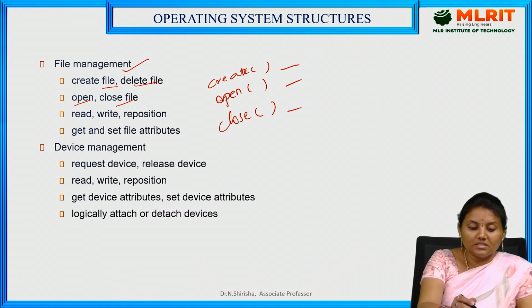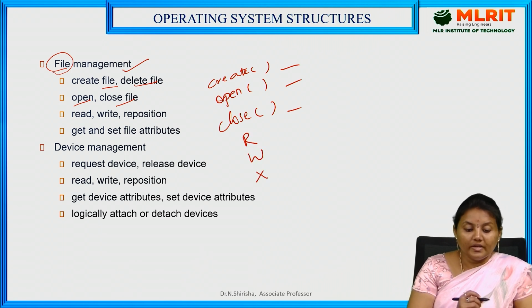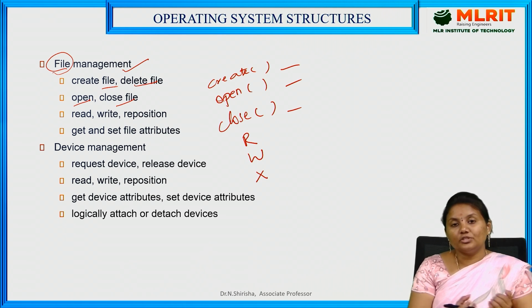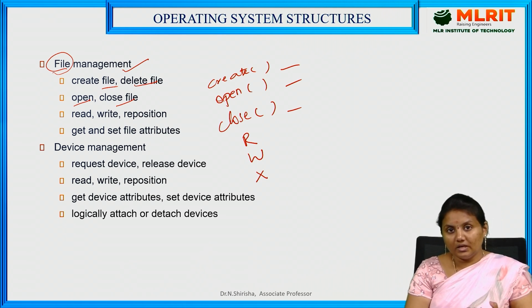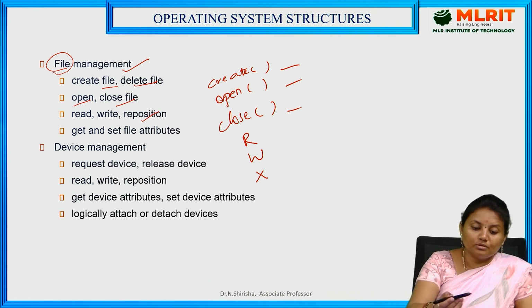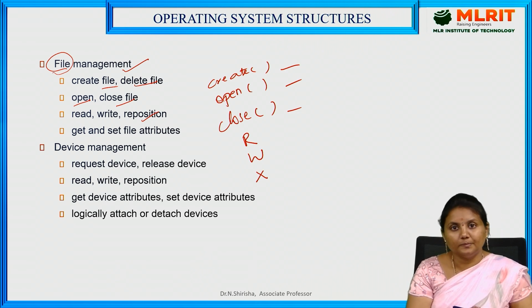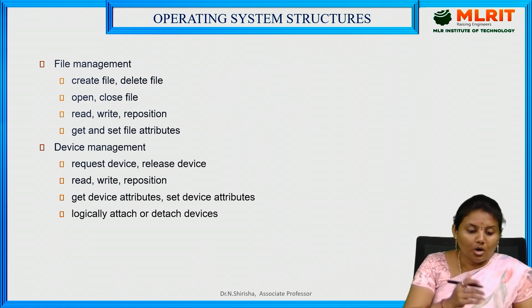Similarly, when you have file management, 3 things come into the picture: read, write, execute. These 3 are also very important. Read is to fetch the content or retrieve the content and use it. Write is where you are writing data into the file. And reposition is also one of the system calls that you can use. And get and set attributes for processes will be replaced by get and set attributes with files. These are a few operations that we can do.